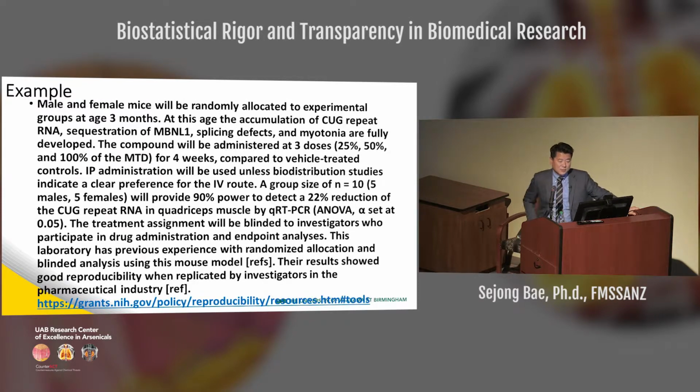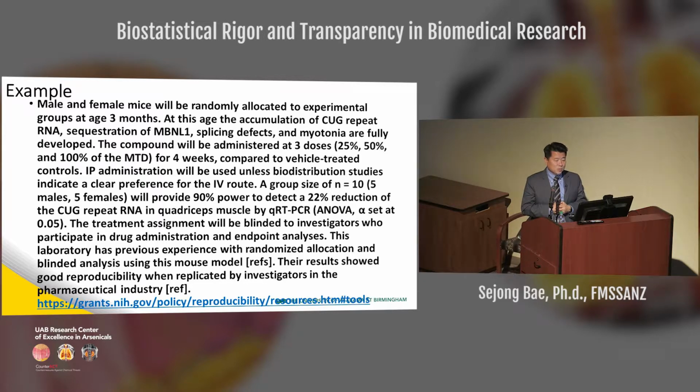And this is an example from the NIH reproducibility website. It's a well-written grant proposal. And here's an example. Male and female mice will be randomly allocated to experimental groups at age 3 months. So randomization is included as well as the exact age of the mice. And at this age, there is accumulation of CUG repeat RNA, sequestration of MBNL1, splicing defects, and different conditions. So it tells about what happens at the age of 3 months.